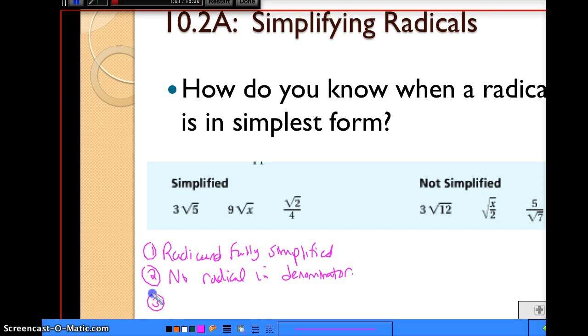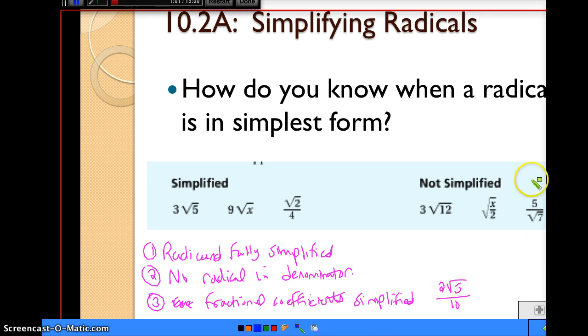Okay? The third one that you have to worry about, which I don't see involved in any of these, is fractional coefficients. Fractional coefficients have to be simplified. For example, like 2 square root of 5 over 10. The coefficient 2 and the coefficient of 10 can be simplified to 1/5 because you can simplify a coefficient with a coefficient. Okay, so these three are super important. Make sure you get those down.